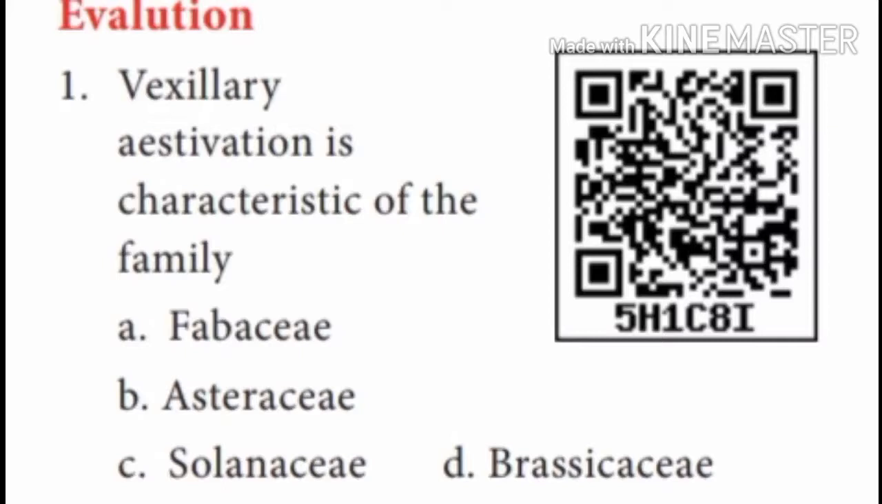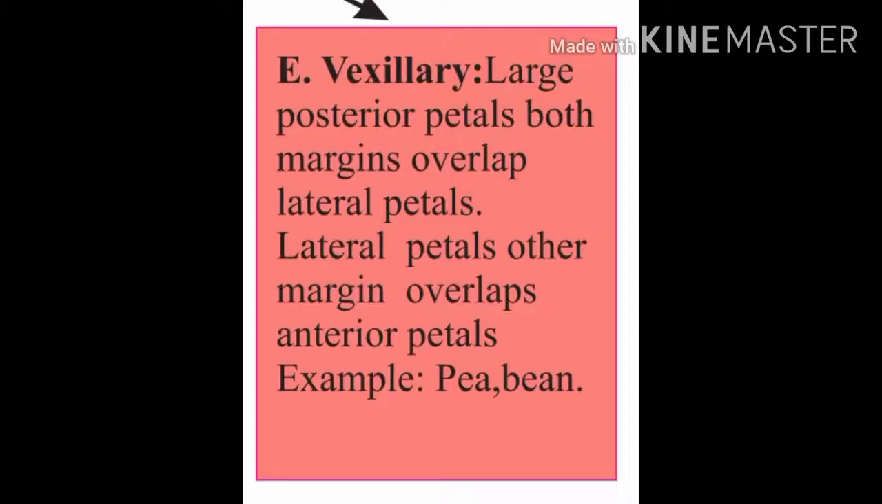Lesson 4 has got 5 choose the correct answers which we'll discuss one by one. The first one: vexillary aestivation is characteristic of the family. We have to find the answer. For this we'll move to the types of aestivation. In that you can find one of the aestivations is vexillary. Page number 102, here you can find vexillary. Example is pea and bean. This pea and bean belong to the family Fabaceae. Therefore, the answer would be option A, Fabaceae. So, vexillary aestivation is found in Fabaceae.